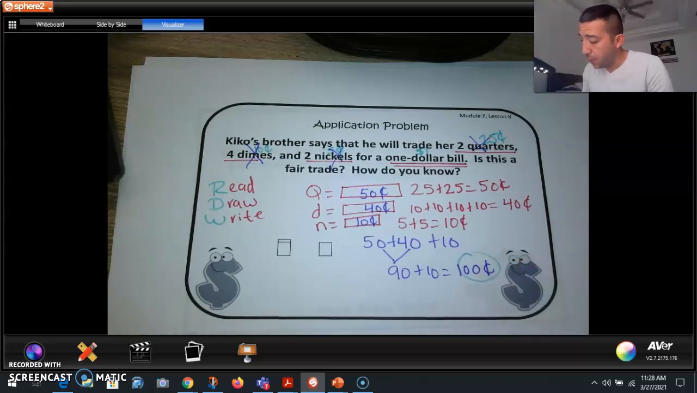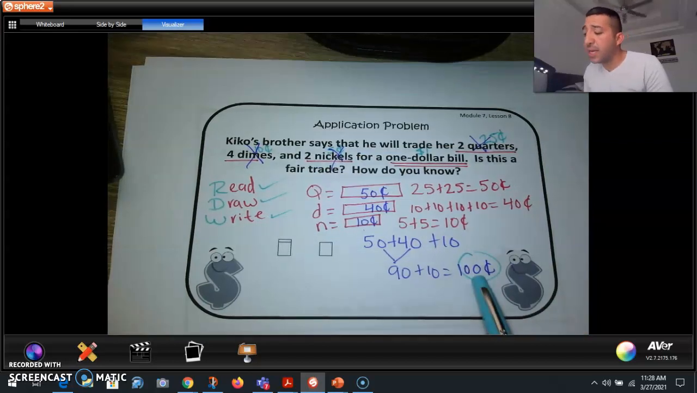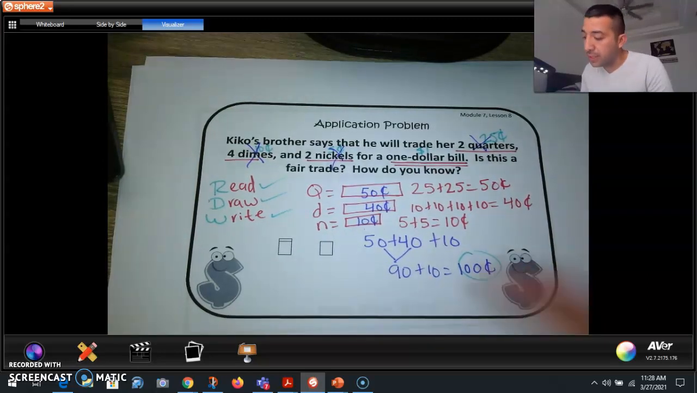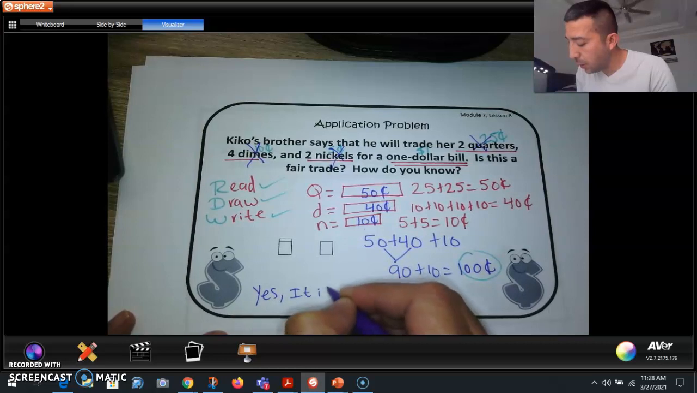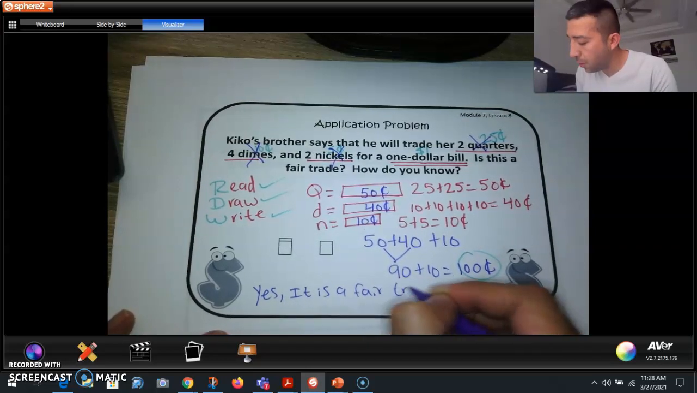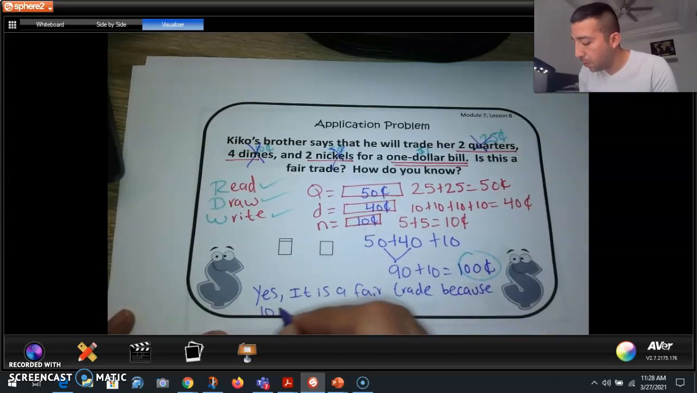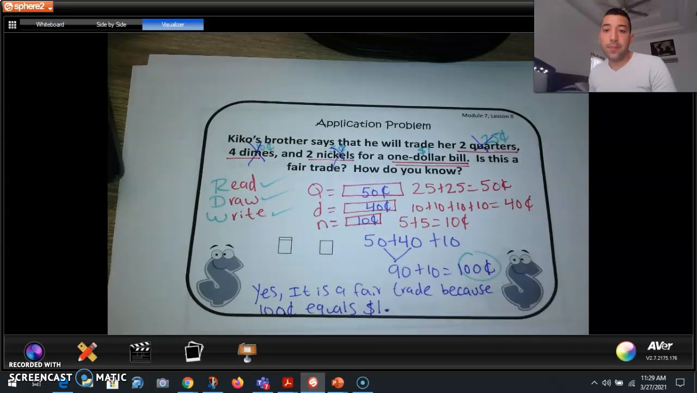I already read and I already drew, so I need to write my statement. Yes, it is a fair trade, because we know that 100 cents equals $1. So is this a fair trade? Yes, it is a fair trade because 100 cents equals $1.